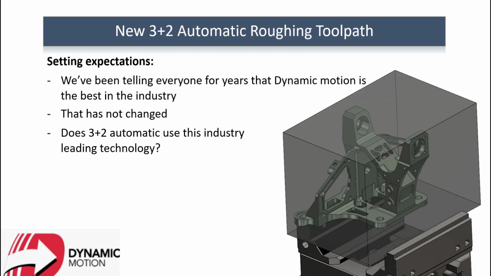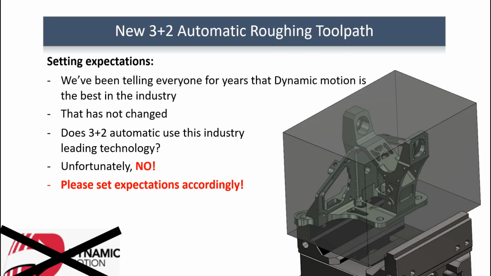Does 3+2 automatic use this industry-leading technology? No. It shows that it has dynamic in it, but it is not our dynamic motion. So, set your expectations accordingly. You're not going to get the exact same tool paths that you get with our dynamic. And we'll take a look at that and see what we're talking about here.